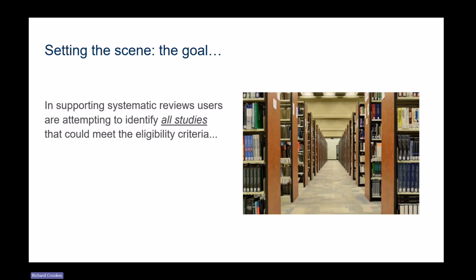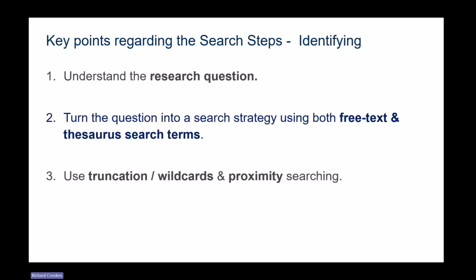So just to set the scene, before we go to the live search demo, we'll look at the goal of supporting systematic reviews. Users are really attempting to identify all studies, some might argue the majority, that can meet the eligibility criteria for the search. So key points regarding the search steps: we want to identify what's out there in the literature, in the context here of CINAHL and MEDLINE on this interface.